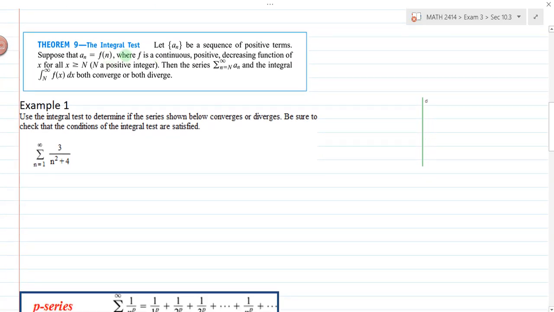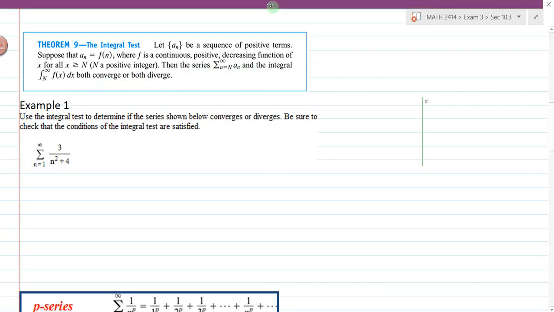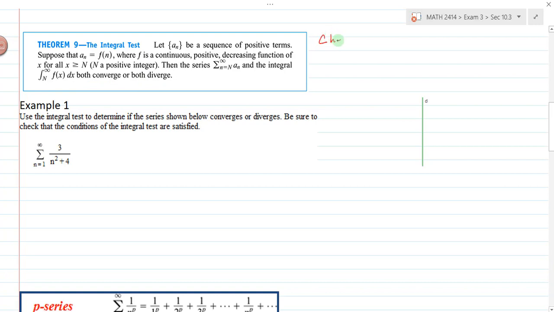Theorem 9 is the integral test. Let a sub n be a sequence of positive terms. Suppose that a sub n can be written as a function of n, where f is a continuous, positive, decreasing function of x for all x greater than some number. Then the series and the integral are both going to do the same thing. So when you use the integral test, you have to check 3 things. When you rewrite your series as a function of x, you've got to make sure that it's continuous, positive, and decreasing.